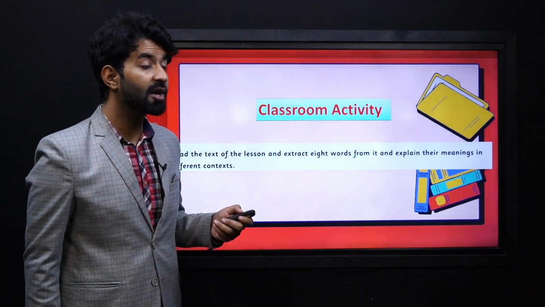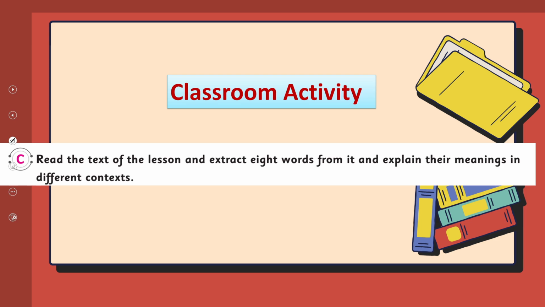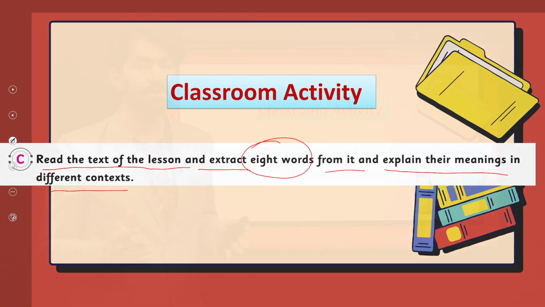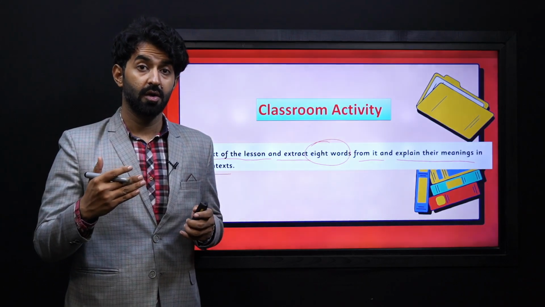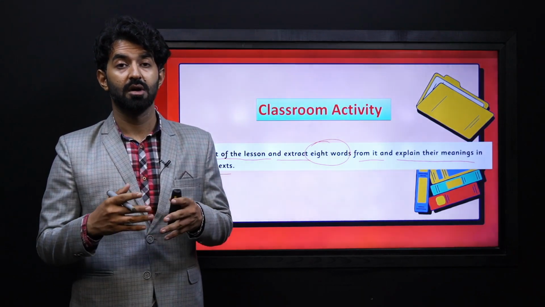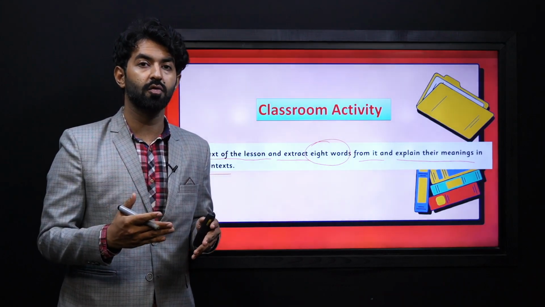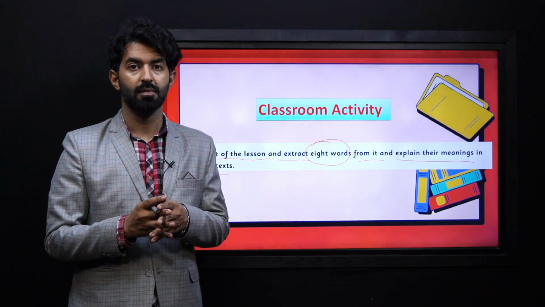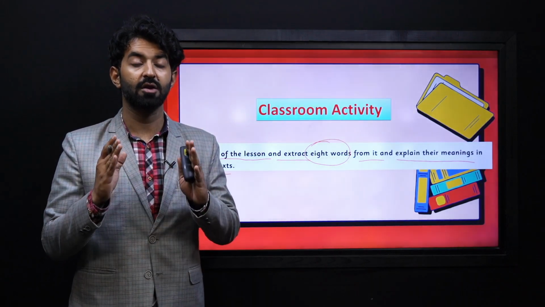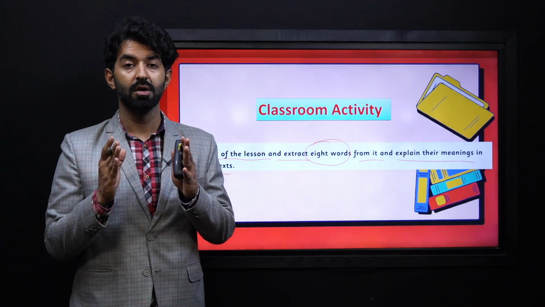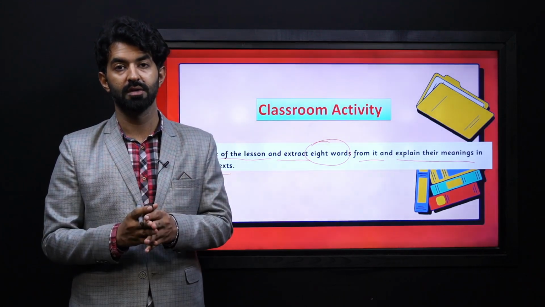My dear learners, for your classroom activity, you have to read the text of the lesson and extract 8 words from it and explain their meanings in different contexts. Take any 8 words and try to explain them in different contexts, and you can also give context clues for the reader to understand the word without looking at a dictionary. You can just give hints and clues for the reader to get to the meaning of the word that they are not familiar with.